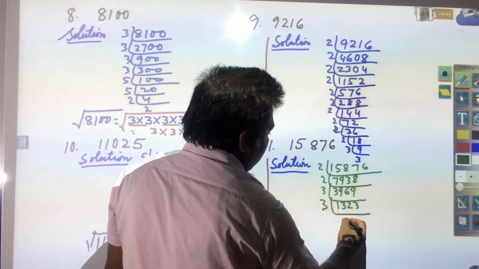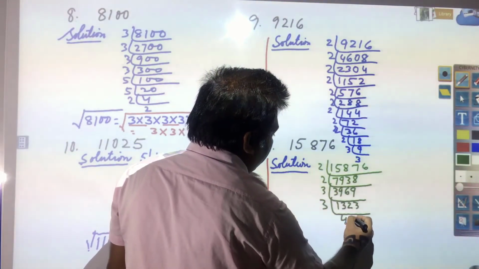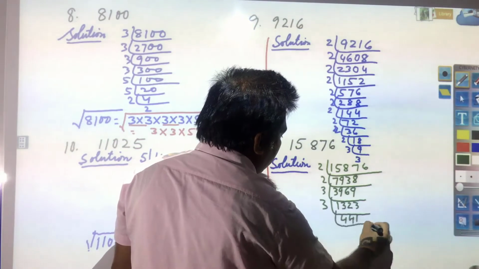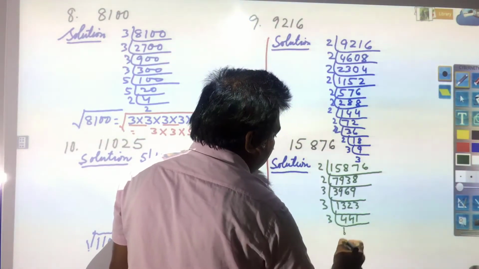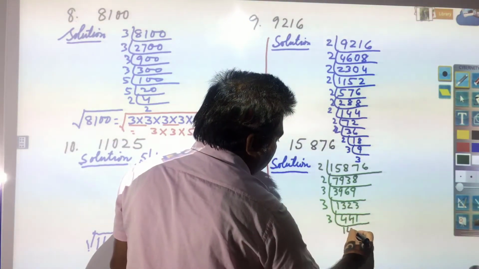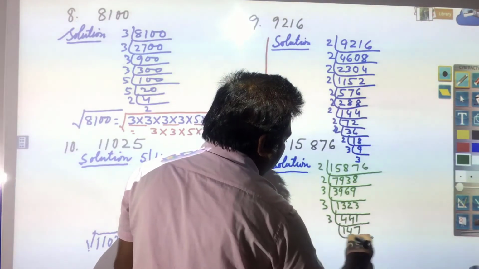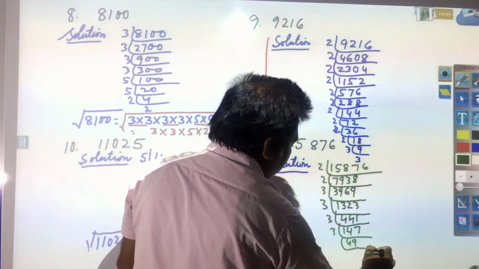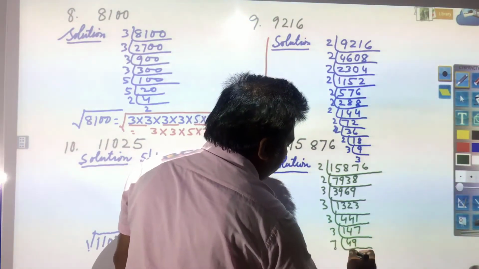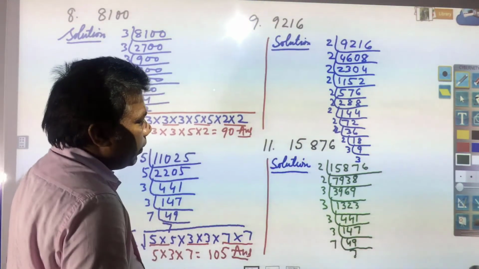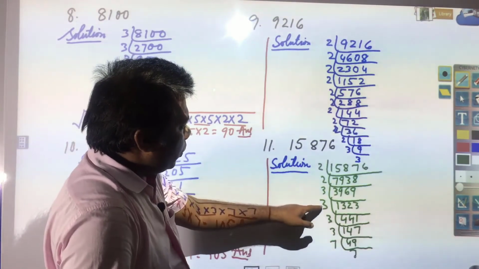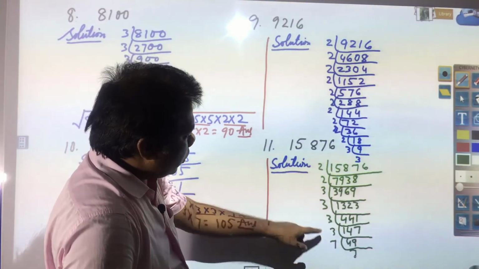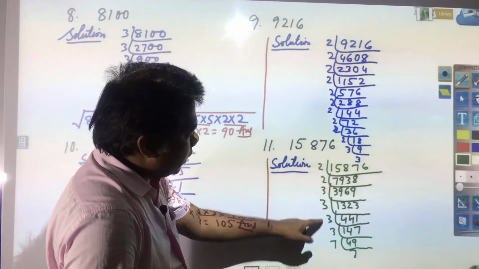3 4 ja 12, 3 4 ja 12, 3 1 ja 3, 3 1 ja 3, 3 4 ja 12, 3 7 ja 21, 3 4 ja 12, 3 9 ja 27 and 7 7 ja 49. Now you see, 1 2 3 4 times 3 you have.